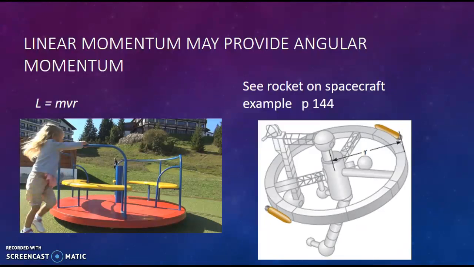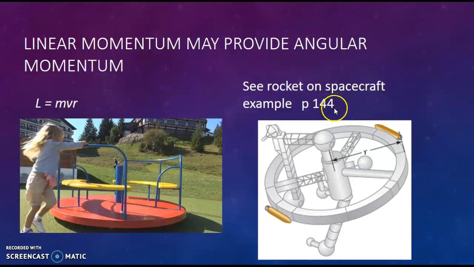Now sometimes linear momentum may provide angular momentum. An example of this is, for example, a child that runs and jumps onto a merry-go-round. And this is discussed on page 144 in your textbook. The important thing to note here is that L is your angular momentum, whereas M and V are linear in that equation, and R is your distance to the center of the circle, so that's your angular value.